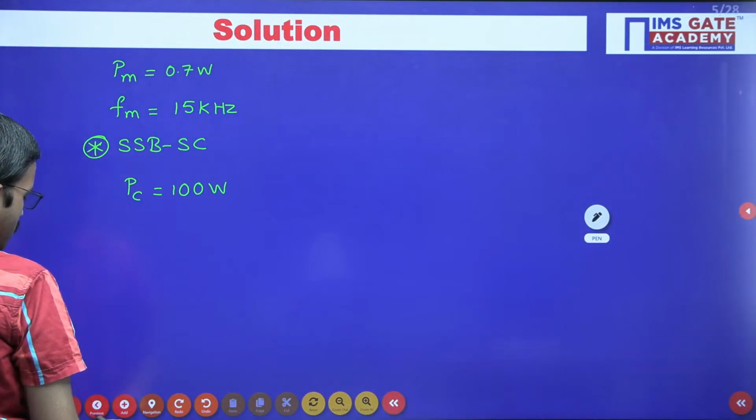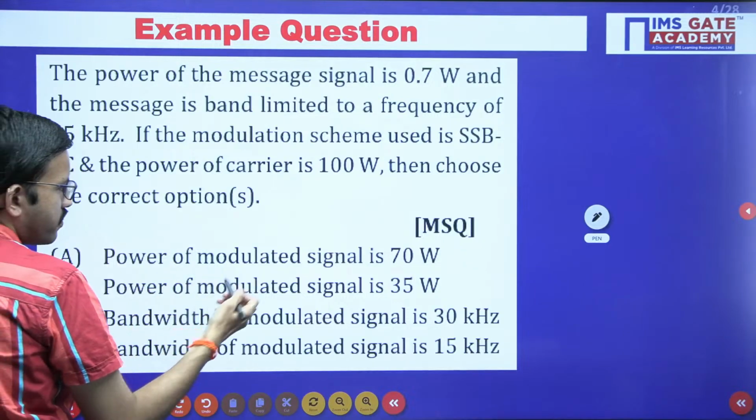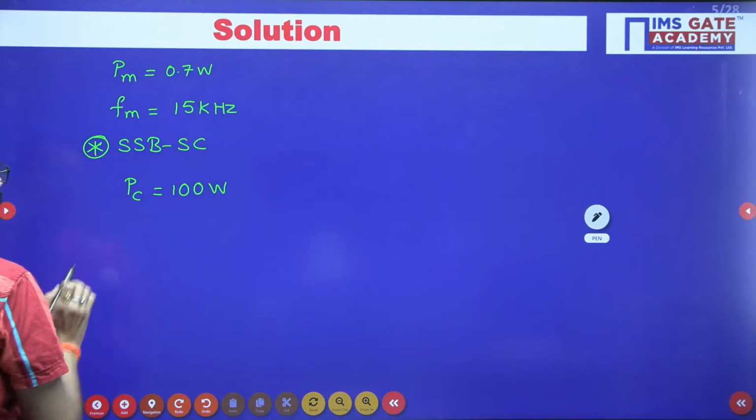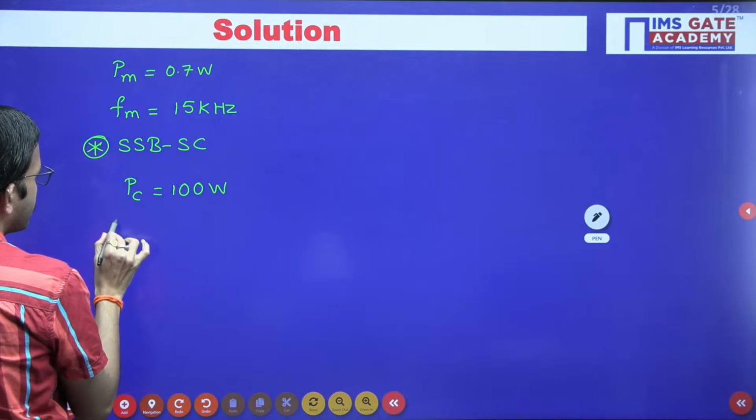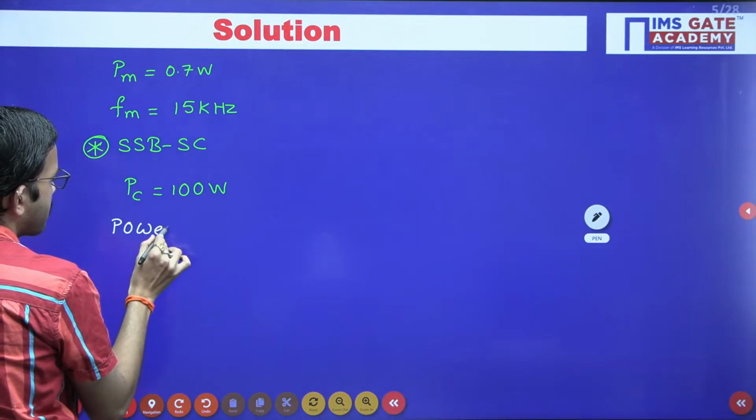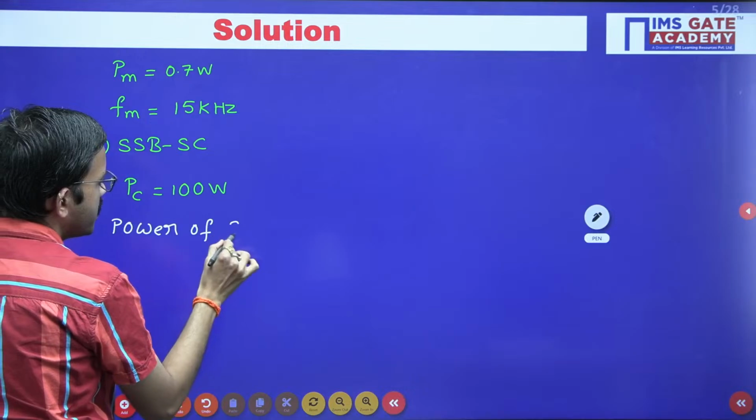Here first of all, 2 choices are related to power. So let us calculate the power of the SSB-SC signal.